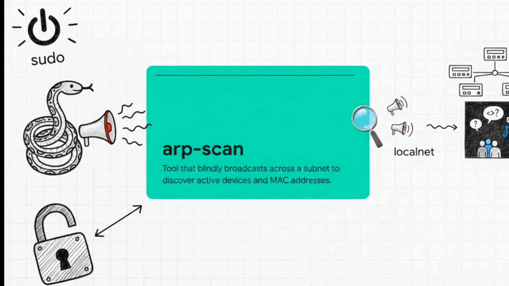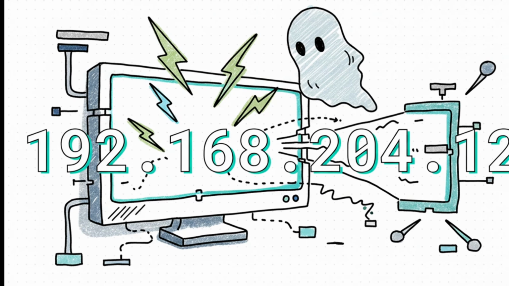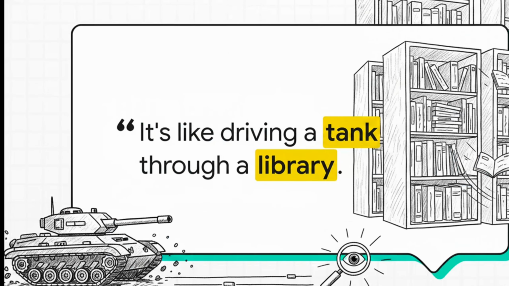I'm gonna type sudo arp-scan -I eth0 --localnet. What is this actually doing? Don't just type it, understand it. Sudo gives us root god privileges. Arp-scan is the weapon. ARP stands for Address Resolution Protocol. -I eth0 forces the tool to use our specific network interface card, Ethernet 0. We are telling it exactly which gun barrel to shoot from. --localnet tells it to blindly scream across the entire local subnet.